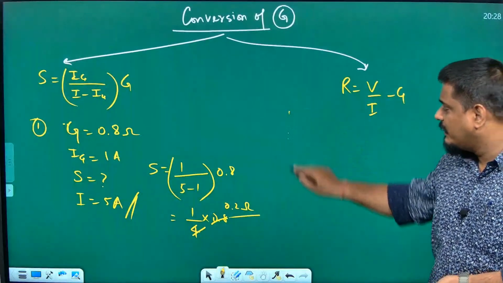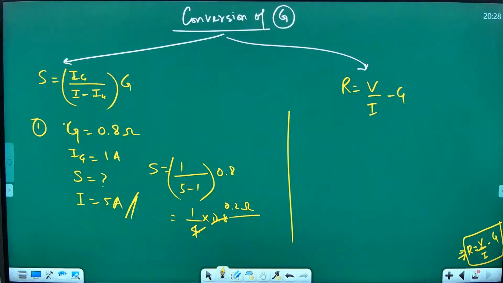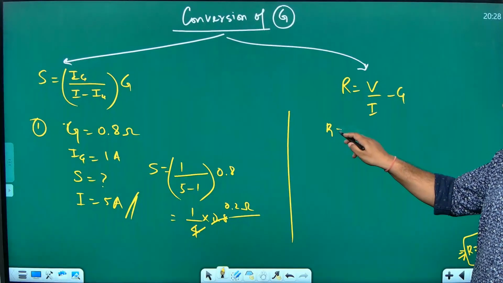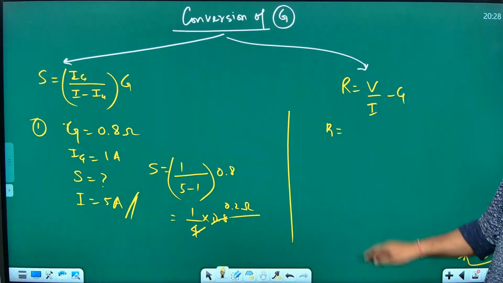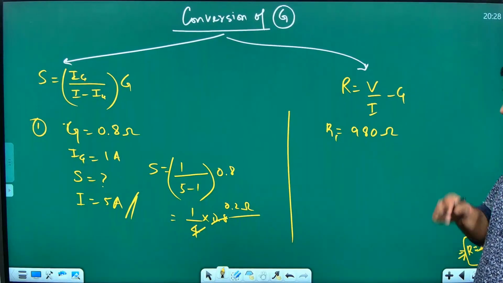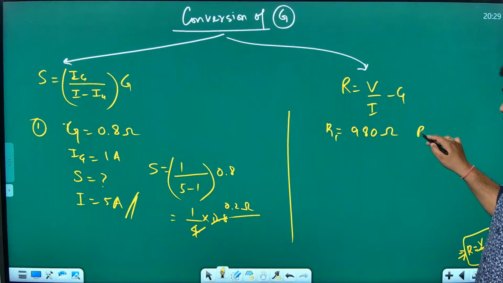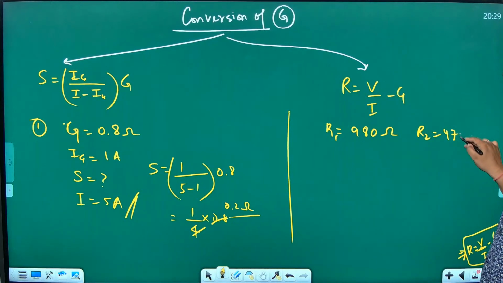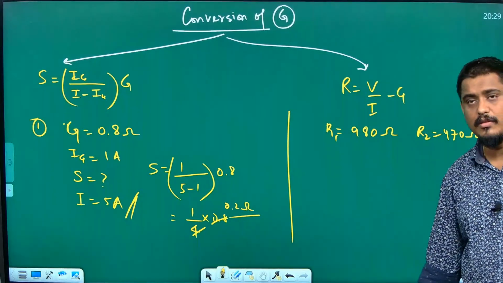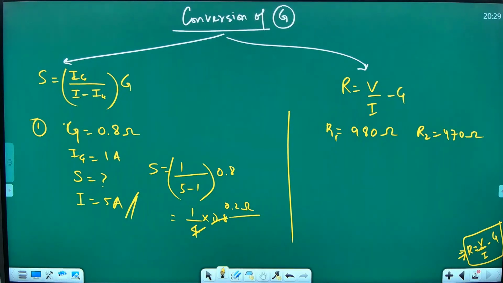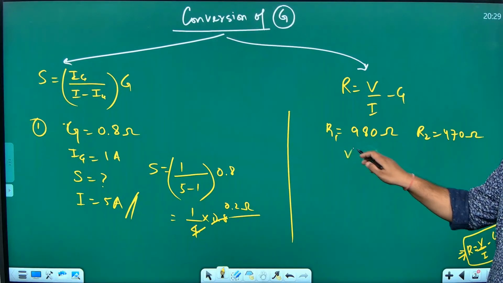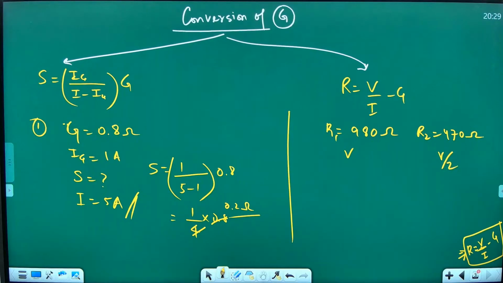Same way, in this question, what did they give? Yogi, what did they give in this second question? Sir, they gave resistance value as 980. In the first case, R1 is 980 ohms. Okay. And in the second case, R2 is given as 470. Here their range is V for R1, and for R2 the range is half. So if the range here is V, here it is V by 2. Isn't it?